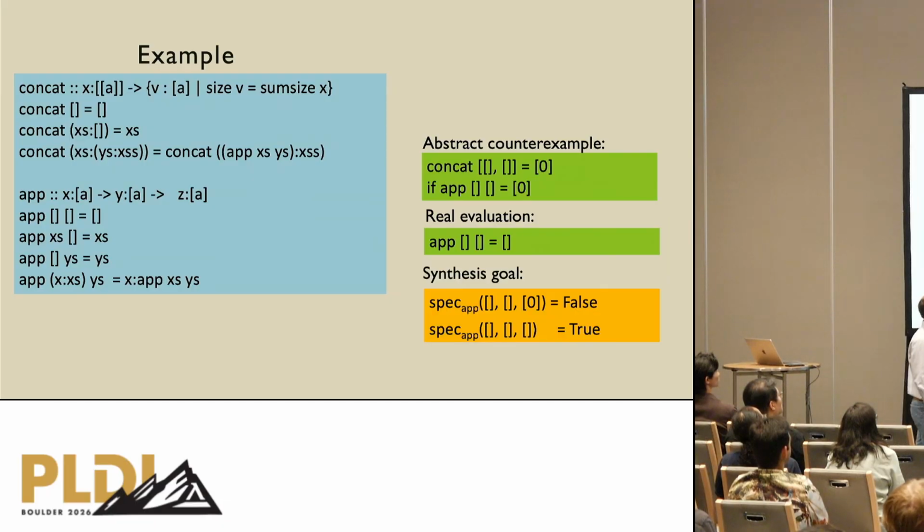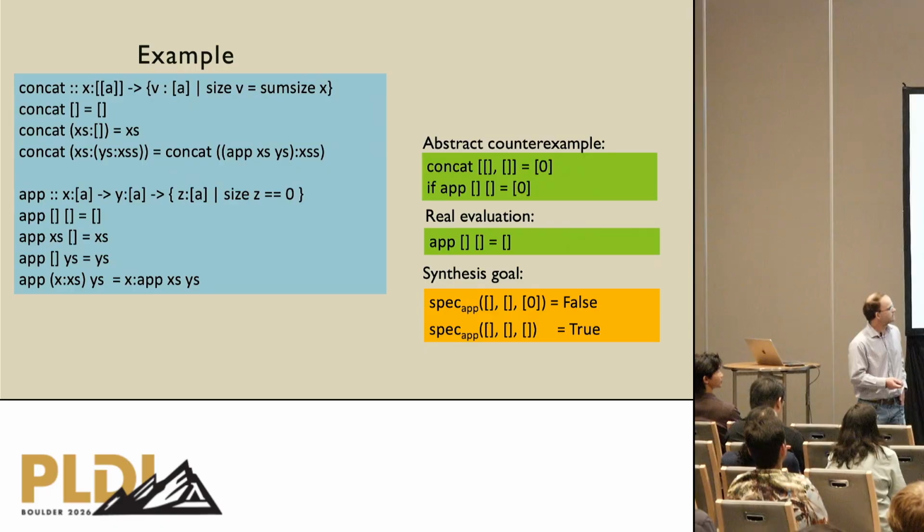And so now we have two goals for a synthesizer. The thing that's indicated by the abstract counterexample has to be false. The real evaluation has to be true. And so we can synthesize a specification. Maybe the size of app's output is always 0, right? That is false when your output is a list with 0 in it. It's true when your output is an empty list. Well, of course, it's not a correct specification for app, right?